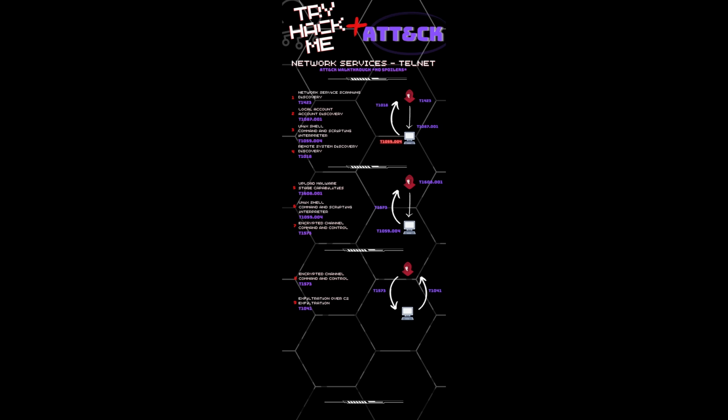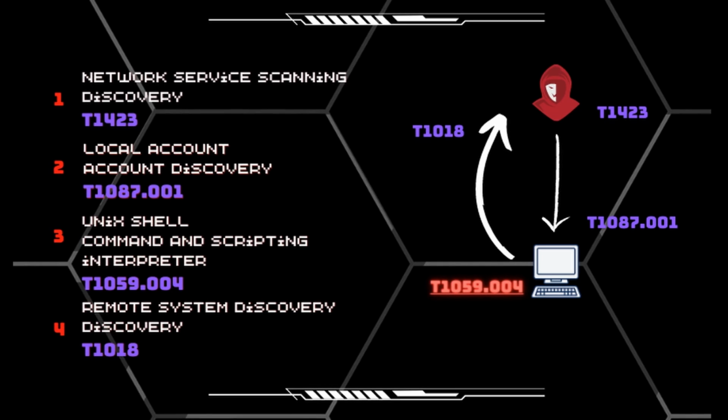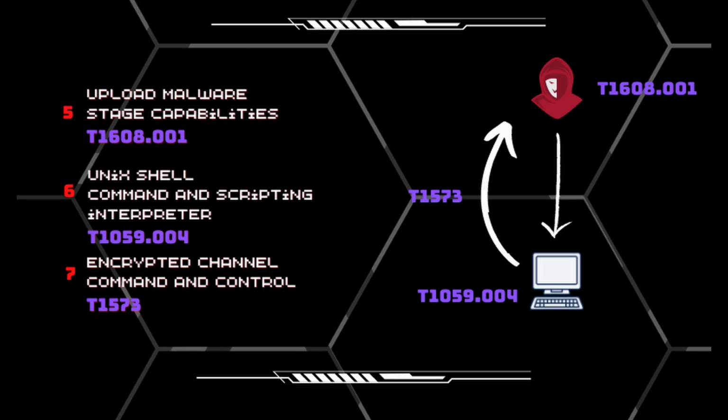All right, phase 1 of 3. We're going to start with network service scanning, which leads to local account discovery. From local account discovery, we step into an opportunity for a Unix shell, which we can use for remote system discovery.